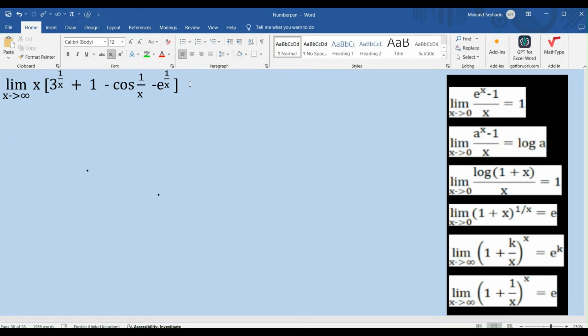We have the problem on our screen. Limit x tending to infinity, x into 3 to the power 1 by x plus 1 minus cos of 1 by x minus e to the power 1 by x, right?